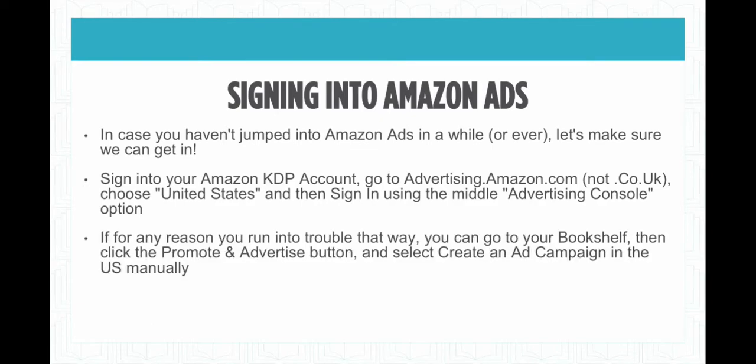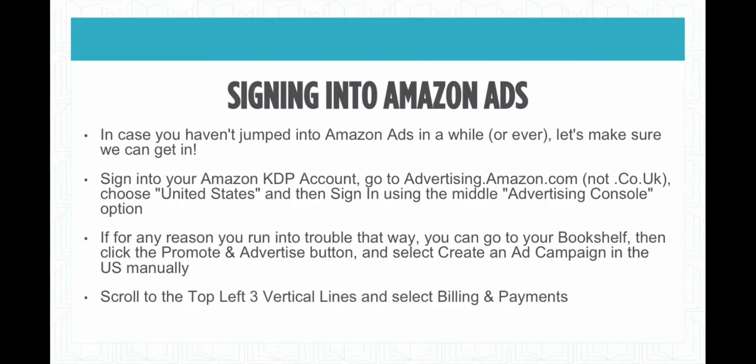If you run into trouble, because some people have tried to go in that easy way and it's blocked for whatever reason, there is a backdoor. You can go in through your KDP bookshelf. You'll click the Promote and Advertise button, and then you're going to select Create an Ad Campaign in the US. That will take you straight in.